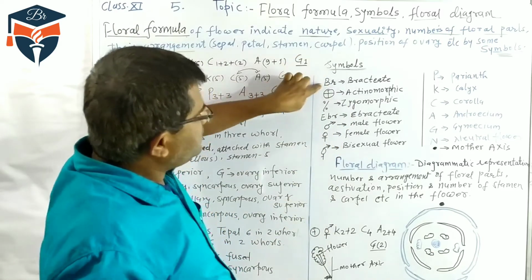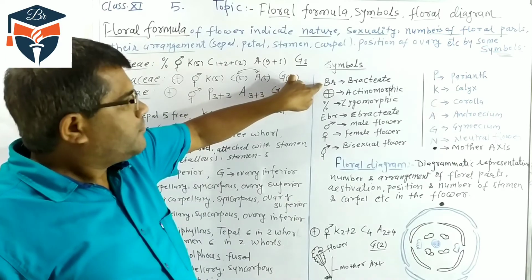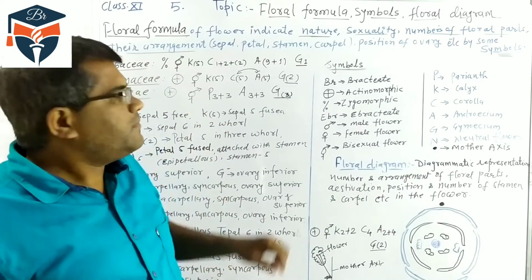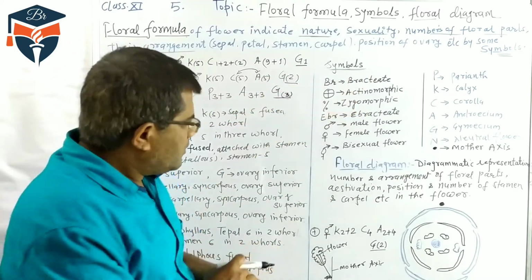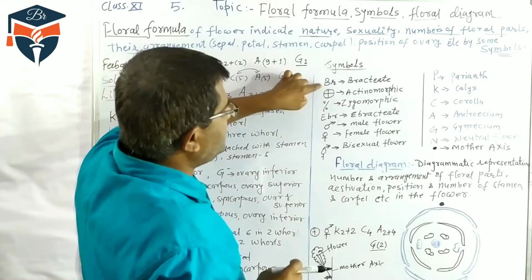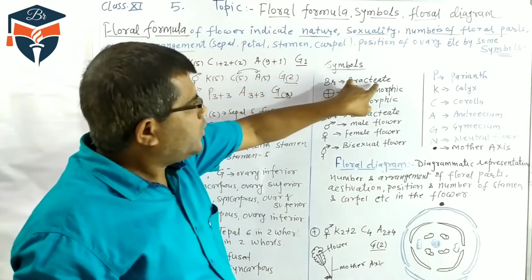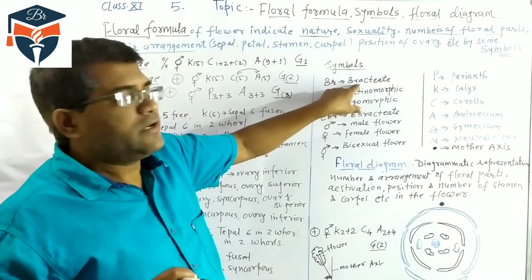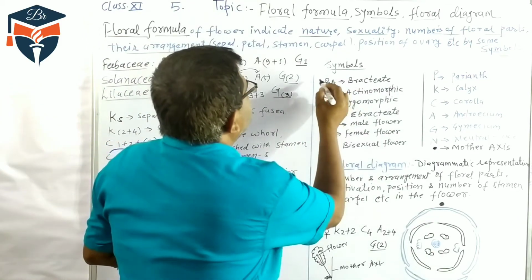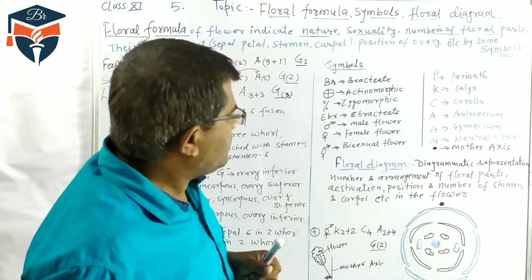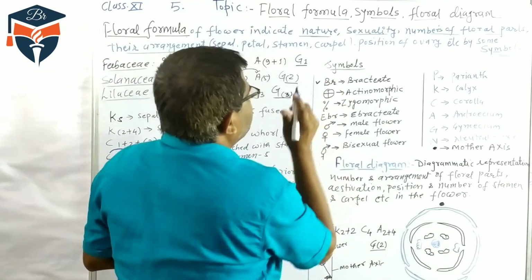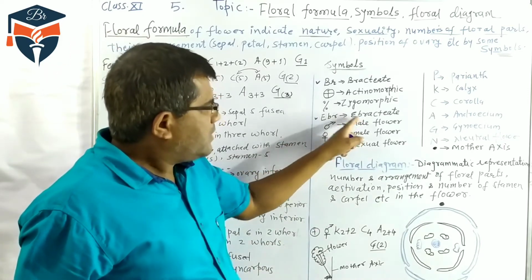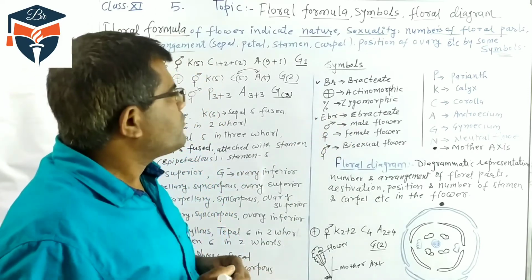The Br symbol is bracteate. I have already told you that in a flower, from the axis there arises a leaf-like structure called the bract. So if this bract is present, Br indicates a bracteate flower. If the bract is absent, it is called ebracteate. So if bract is present, Br, and if bract is absent, it is indicated by ebracteate. It means the bract is absent in the flower.